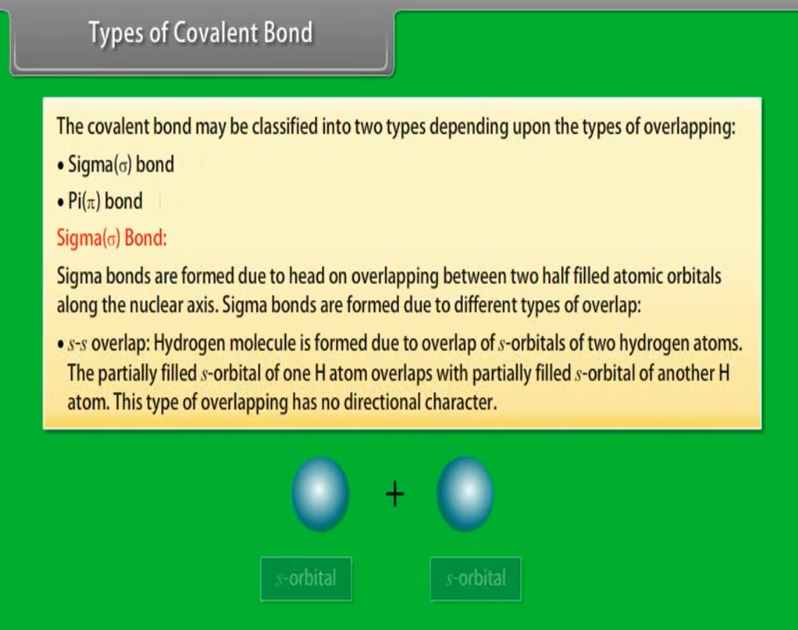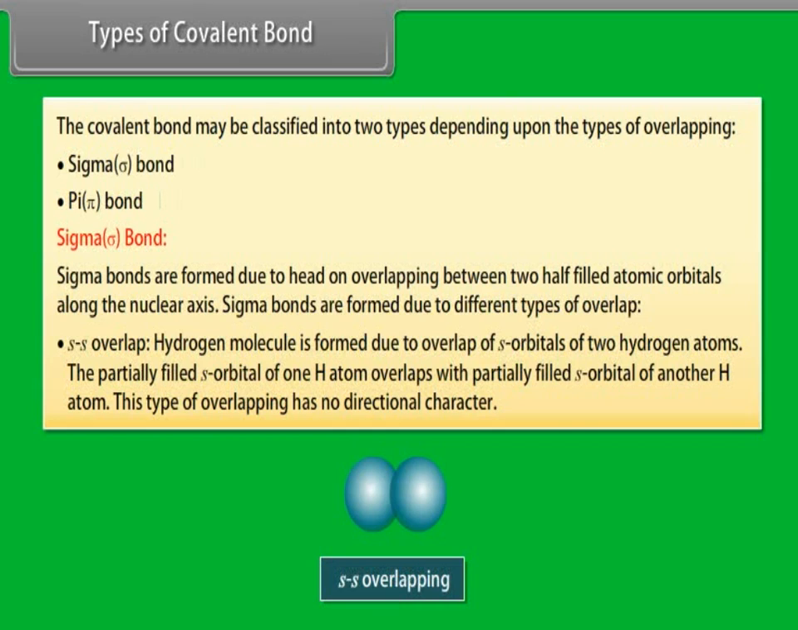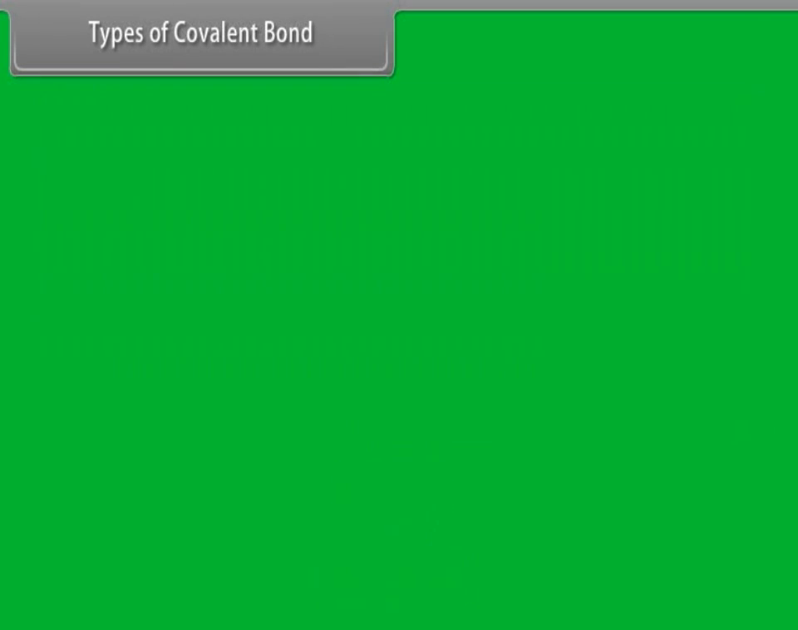s-s overlap. Hydrogen molecule is formed due to overlap of s orbitals of two hydrogen atoms. The partially filled s orbital of one H atom overlaps with the partially filled s orbital of another H atom. This type of overlapping has no directional character.